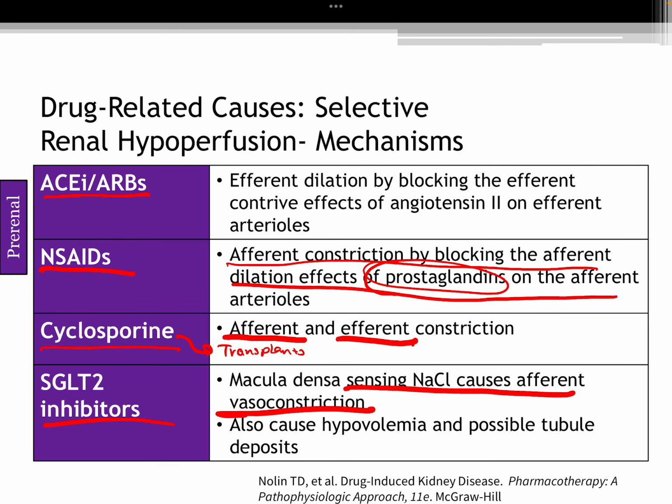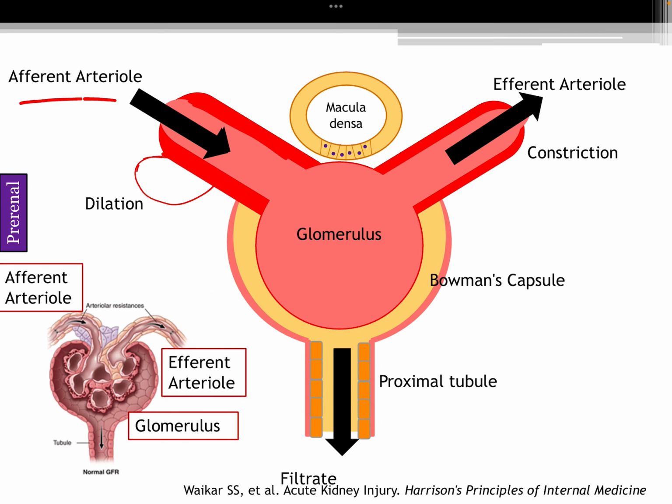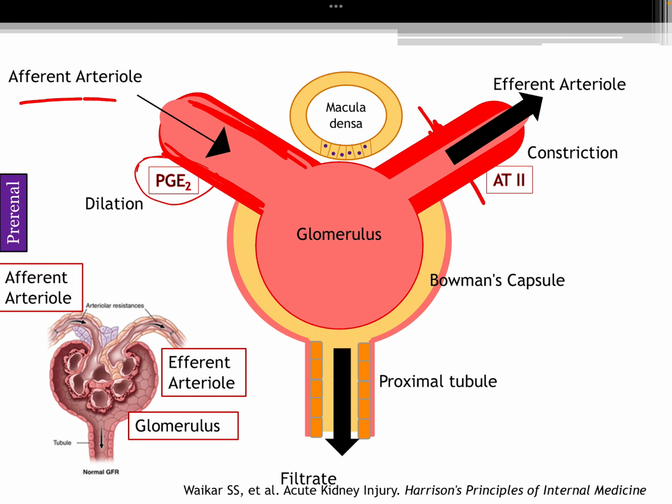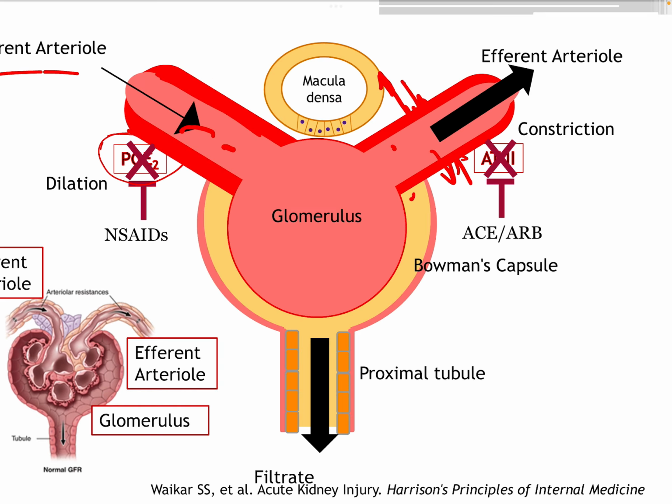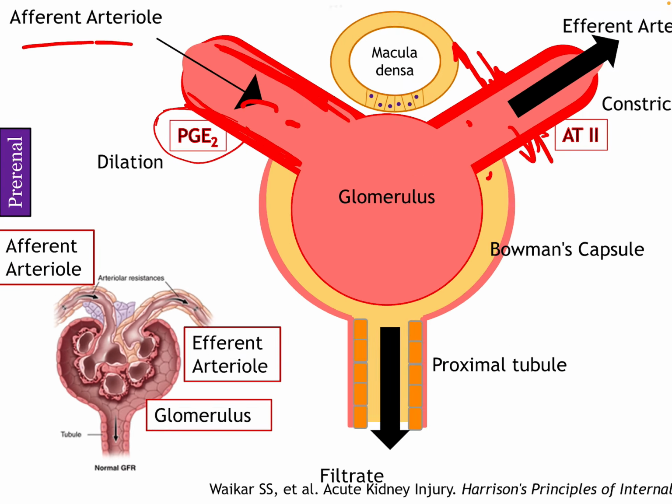On the other hand, we have ACEs and ARBs, which cause efferent dilation. And that's because, if you remember, AT2 causes vasoconstriction in order to maintain regular perfusion. And when you give an ACE inhibitor, it's going to actually cause this to dilate back out. So it's actually affecting our body's ability to maintain regular perfusion, and especially in times whenever our body is trying to compensate. Now you can see here cyclosporine works on both efferent and afferent constriction, and the SGLT2s work on the afferent arteriole.